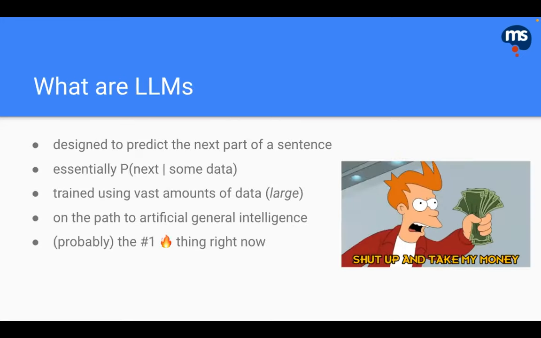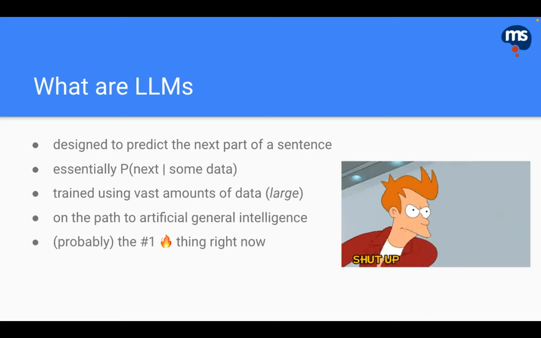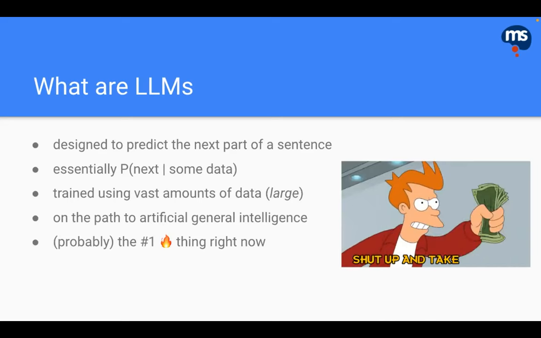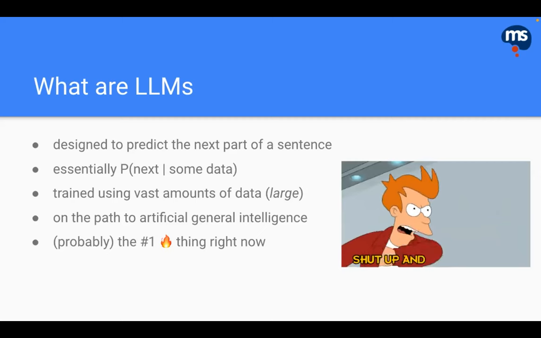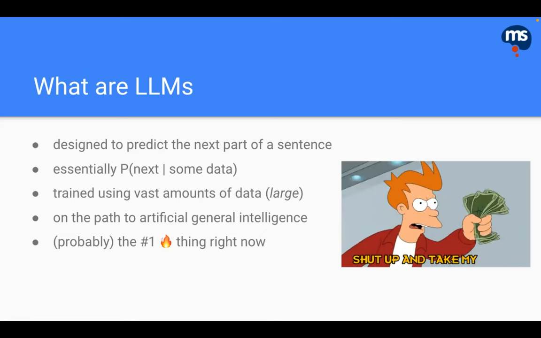So as I was saying, they're essentially a very, very powerful autocomplete based on some data. In GPT's case, it is data from the previous part of the sentence, but based on some data, they predict what comes next, right? And they're trained using vast amounts of data, which is where the word large comes from, right? And the reason why they're so important and why we all care about it is because they are on the path to artificial general intelligence, which is basically trying to either meet human intelligence or surpass it, depending on which side of the debate you are on. And it's probably the hottest thing in tech right now, which is why you have a lot of VC, a lot of people with money trying to throw money at AI solutions to make even more money, right?